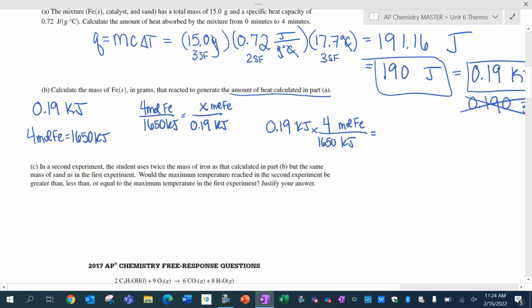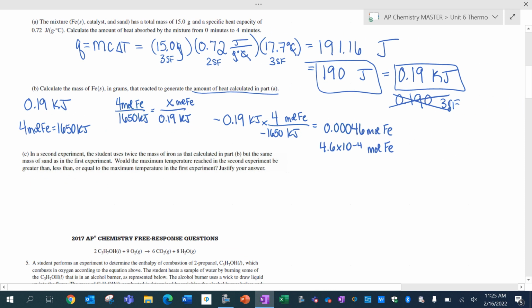Also, you might be bothered by the lack of the negative sign. So if I want to, I could put negatives. I can acknowledge that in both cases we are releasing energy, so really both these numbers are negative. And when we multiply this out, let me plug that in my calculator, 0.19 times 4 divided by 1650, you end up getting 0.012346 moles of iron, which we can write with scientific notation if we want to. We don't have to use scientific notation, but we can. So that's our moles of iron.